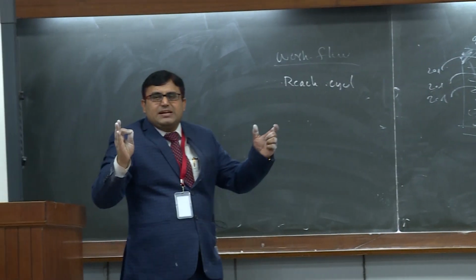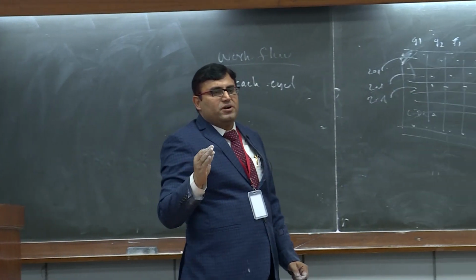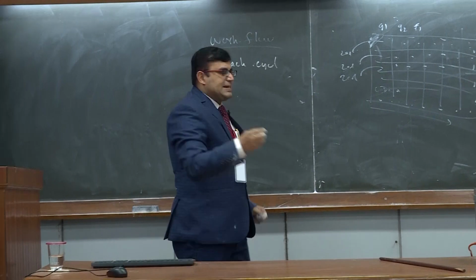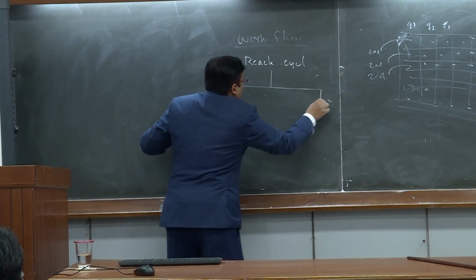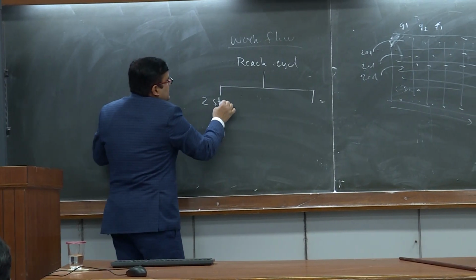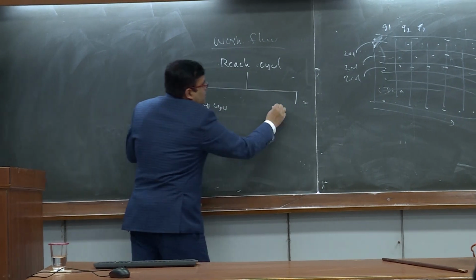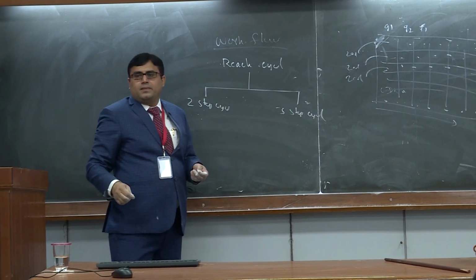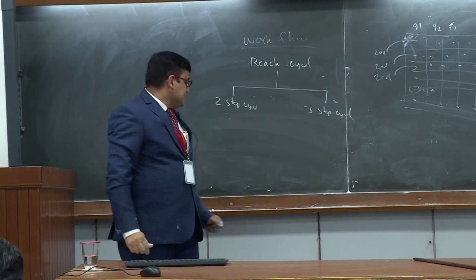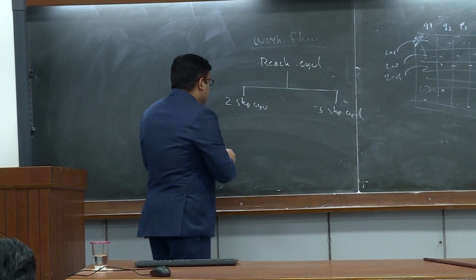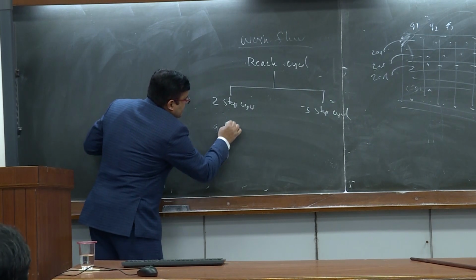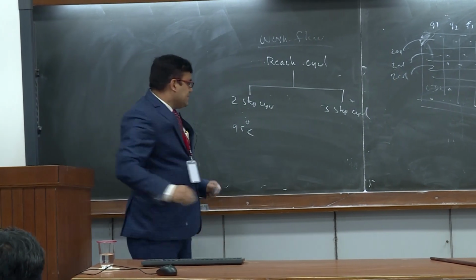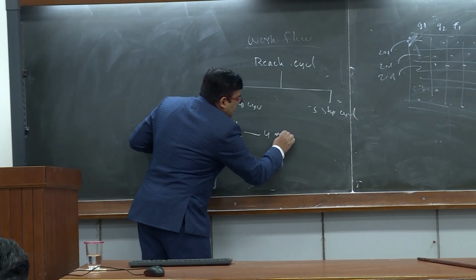Basically, two different types of reaction cycle are preferred in quantitative real-time PCR. One is called the two-step cycle. The other is called the three-step cycle. The difference is, in the two-step cycle, the first step is denaturation, that is 95 degrees Celsius for 4 minutes.